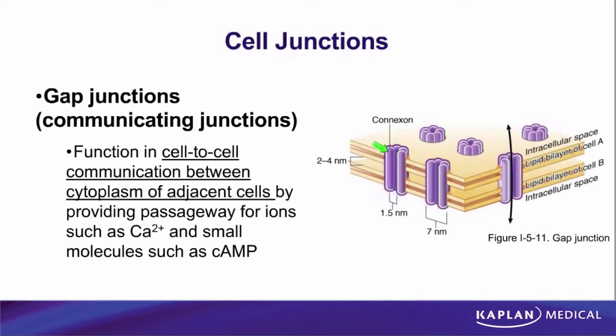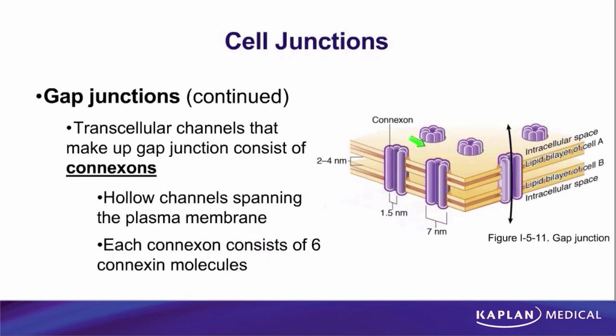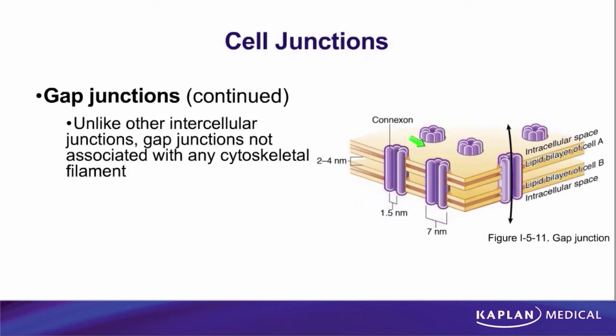The proteins that make up the wall of that tunnel are called connexons. And it's within these gap junctions that we can have the passage of ions from one cell to the other, for example, calcium ions or other small molecules like cyclic AMP. And that is what allows for communication between this cell and that cell. And unlike other complexes where we had cytoskeletal elements associated with them, either microfilaments or intermediate filaments, gap junctions do not have any cytoskeletal elements associated with them.